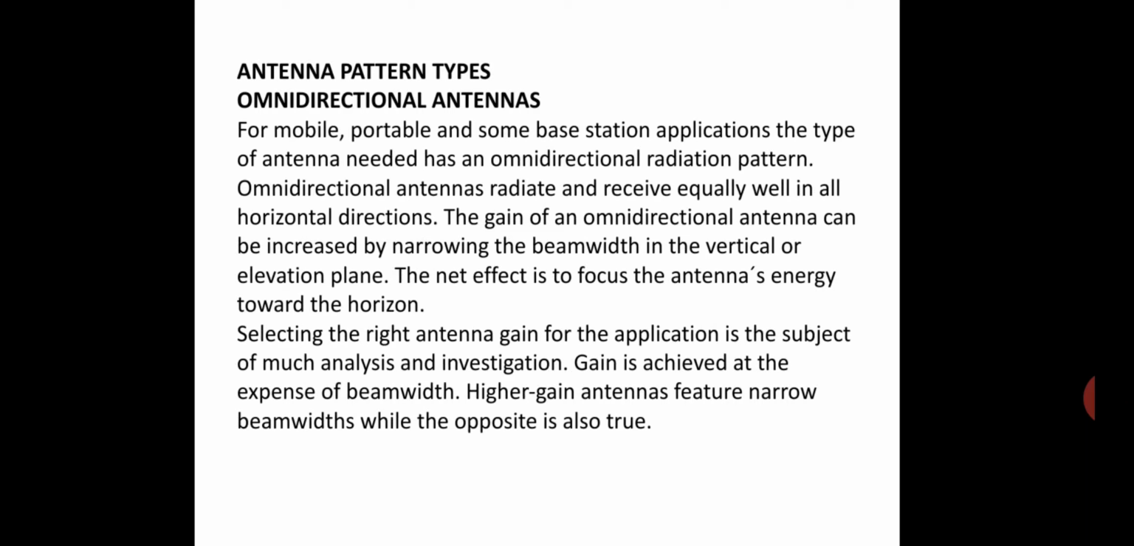An omnidirectional antenna radiates and receives equally well in all horizontal directions. The gain of an omnidirectional antenna can be increased by narrowing the beam width in the vertical or elevation plane. The net effect is to focus the antenna's energy towards the horizon. Selecting the right antenna gain for the application is the subject of much analysis and investigation. Gain is achieved at the expense of beam width. A higher gain antenna features a narrow beam width, while the opposite is also true.